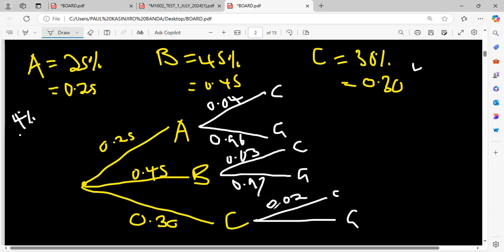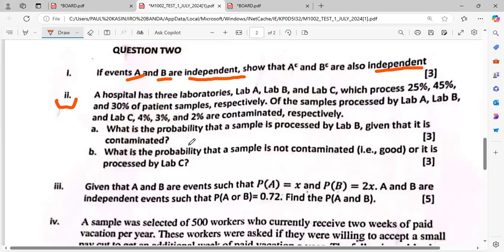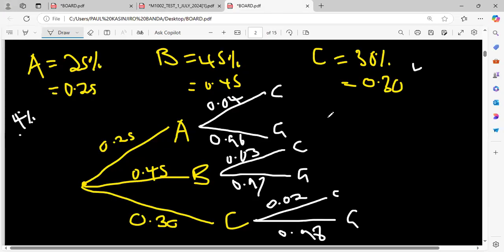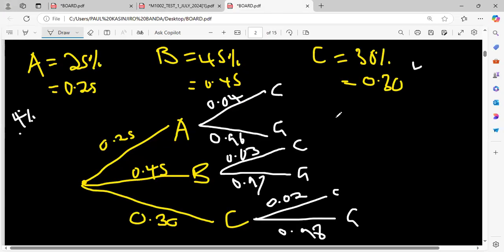You just subtract 1 minus 0.02, you're going to get 0.918. Okay, now let us look at the first question. It's saying, what is the probability that the sample is processed by lab B, given that it is contaminated? Remember, we're finding conditional probabilities. So we want to find the probability that it comes from lab B, given that it is contaminated.